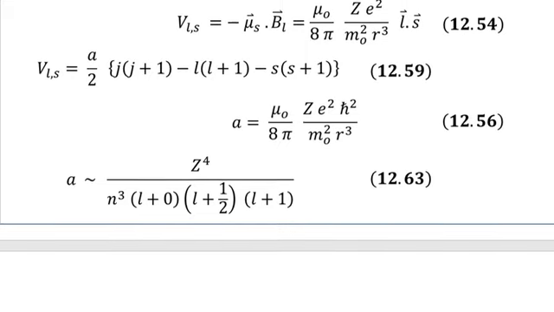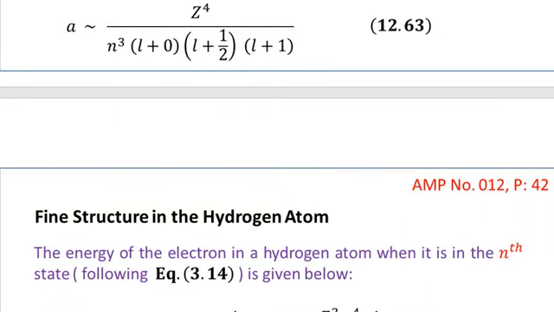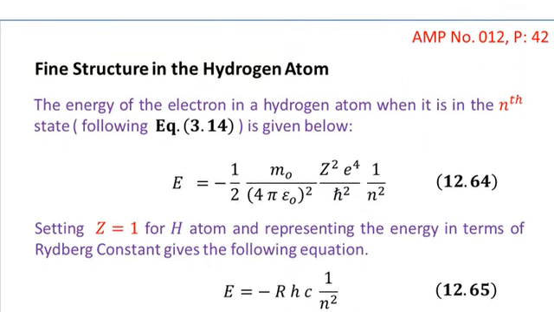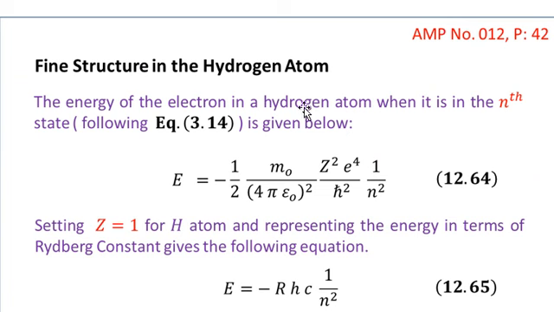Now I am going to present the last lecture of this series, that is the fine structure in hydrogen atom. The energy of the electron in a hydrogen atom when it is in the nth state, following equation number 14 of lecture number 3, is reproduced below, which is E equal to minus half, then m naught over 4 pi epsilon naught square, then the term Z square into e to the power 4 divided by h bar square, and then the term 1 over n square. I have relabeled this equation as equation number 12.64.